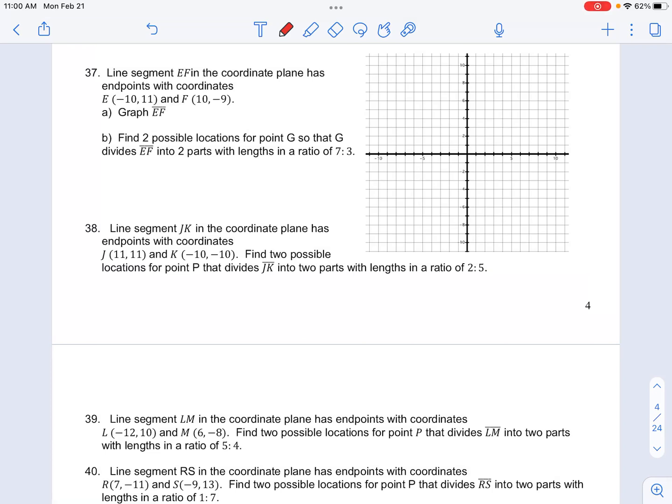Number 37 in your homework for analytic geometry asks to find two possible locations for point G so that G divides segment EF into two parts with a ratio of 7:3. So here we're going to go ahead and graph EF.